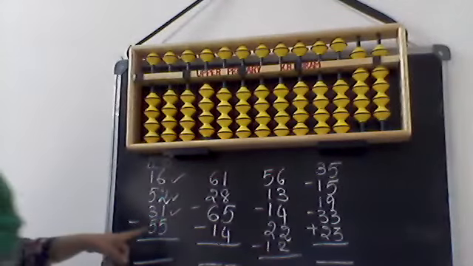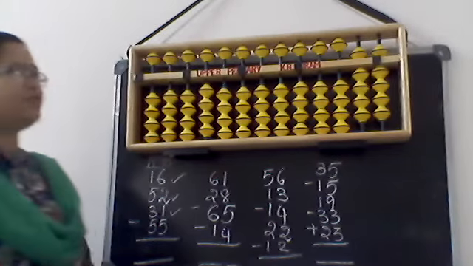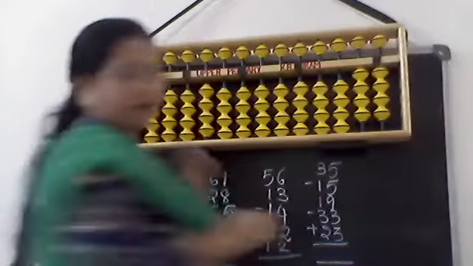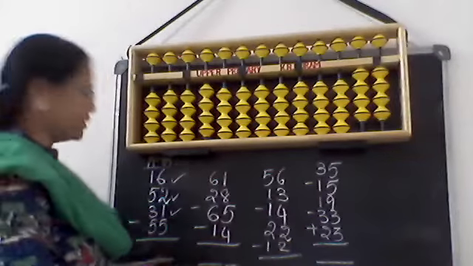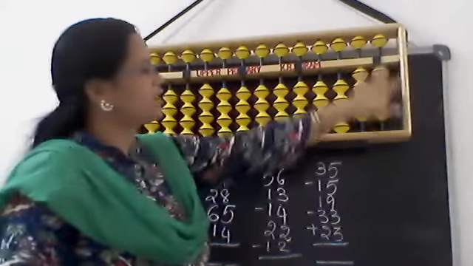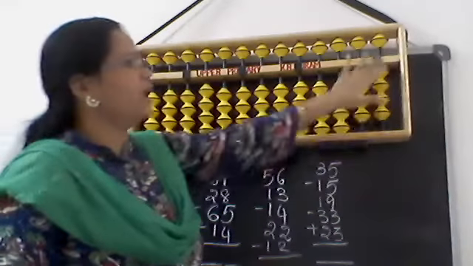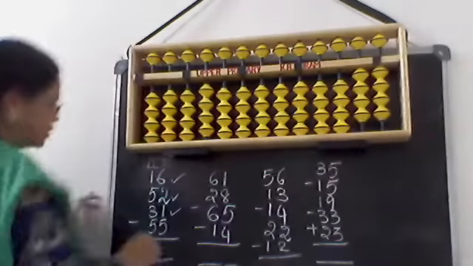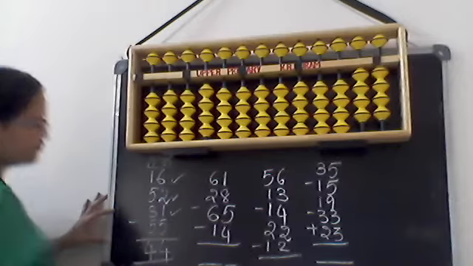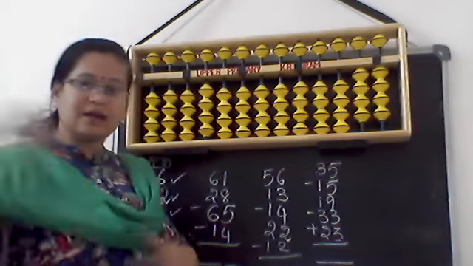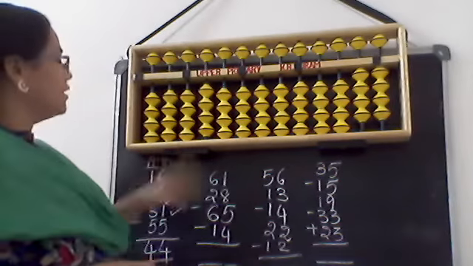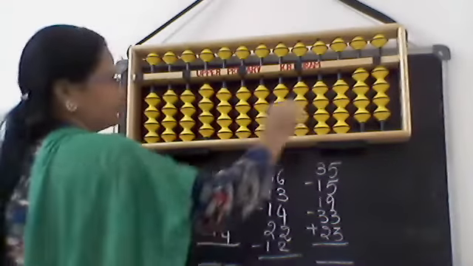Now I'm left with the last row, minus 55. Where is minus 55? Where is 50? Here. And 5 is here. Remove, take it away from the answer bar. So what is the answer, children? Count and tell me. This is 40 and this is 4. So what is this answer? 44. Is it clear, children? Understood? Okay.